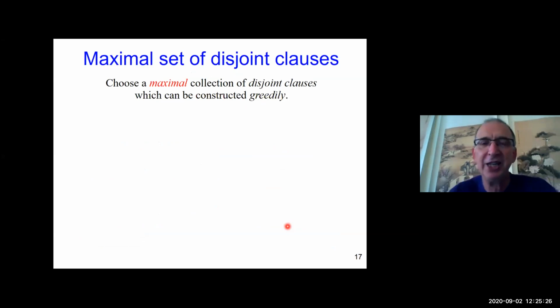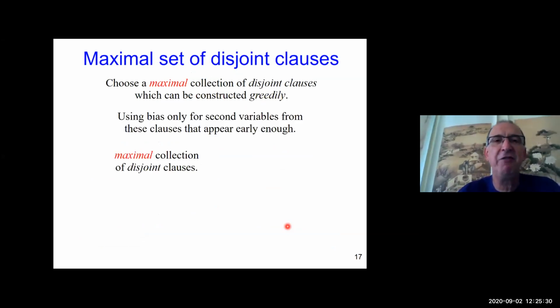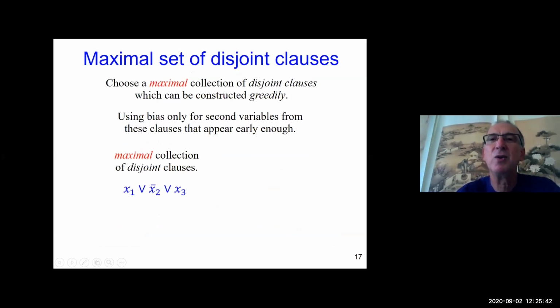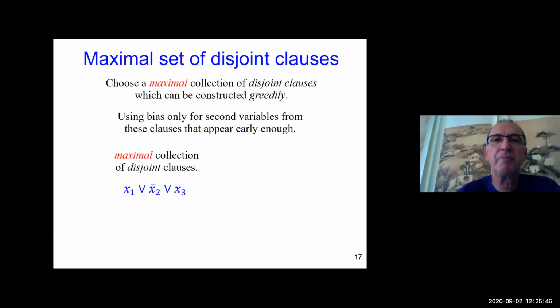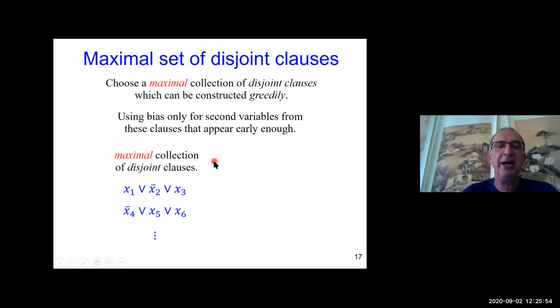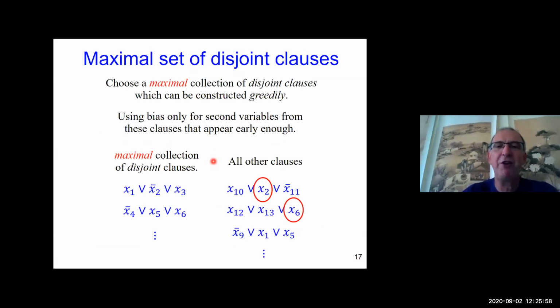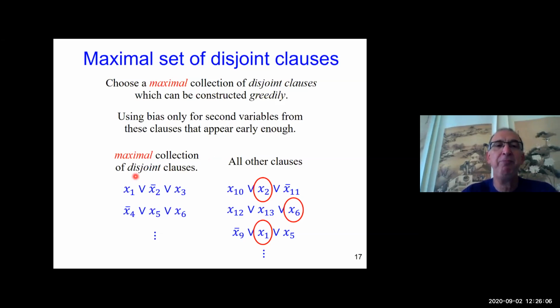Okay, in order to solve the other problem, we only guess with bias variables that appear in a maximal collection of disjoint clauses. So what do I mean by that? So we greedily construct a maximal collection of disjoint clauses. Now every other clause has at least one variable in common with this maximal collection. Now, what we do is we only guess with bias variables that appear in one of the disjoint clauses. So this simplifies the analysis. So we specify in advance which clause would be used to bias each variable that appears in the formula.